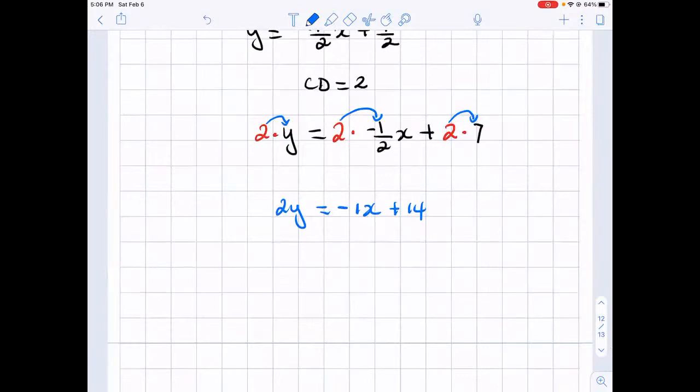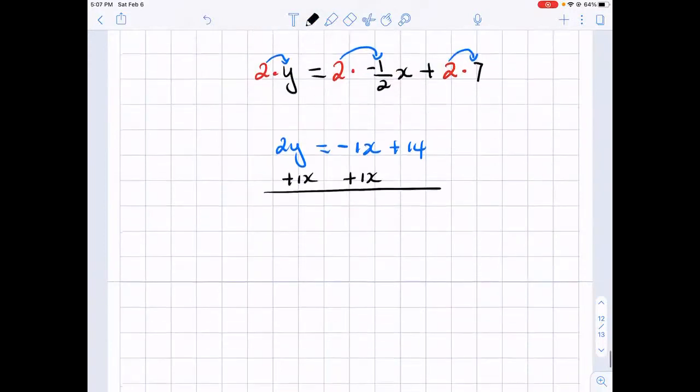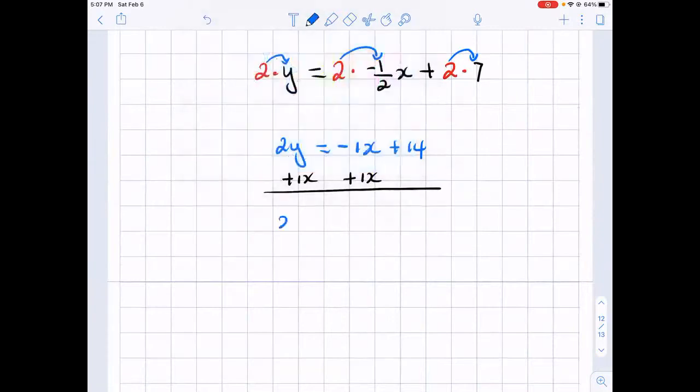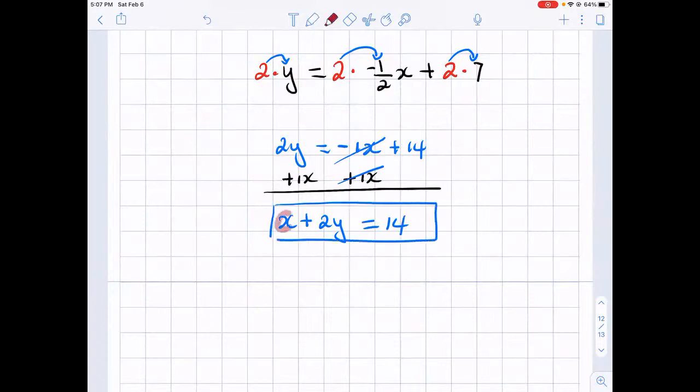And if I add now x to both sides, since the equation is ax plus by, this now becomes x plus 2y. This cancels out, is equal to 14. We write the x first because ax plus by, right? You could write 2y plus x, but generally in standard form it is ax plus by. And this is standard form.